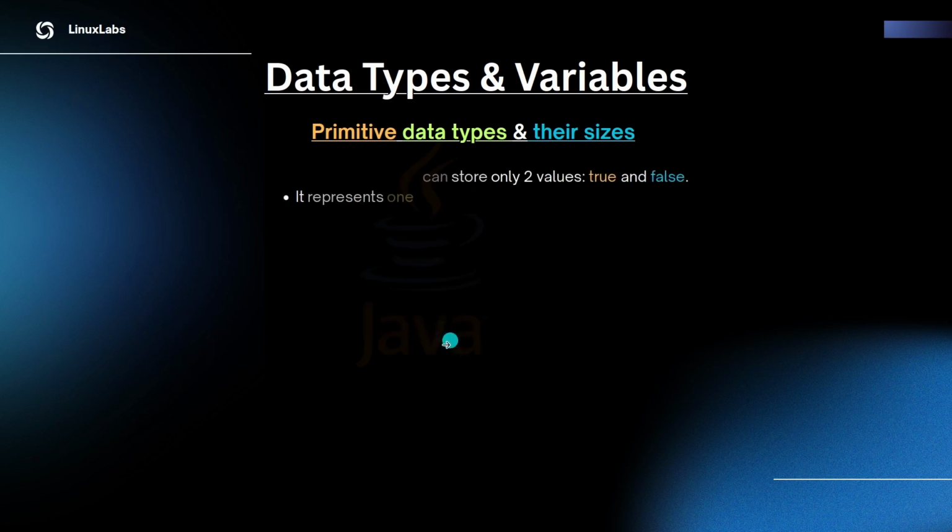The next data type is boolean, which can only store two values, true or false, and it only represents 1 bit of information. So booleans are widely used in conditional statements, which we will see in later sections of this tutorial series, and we will work a lot with booleans.